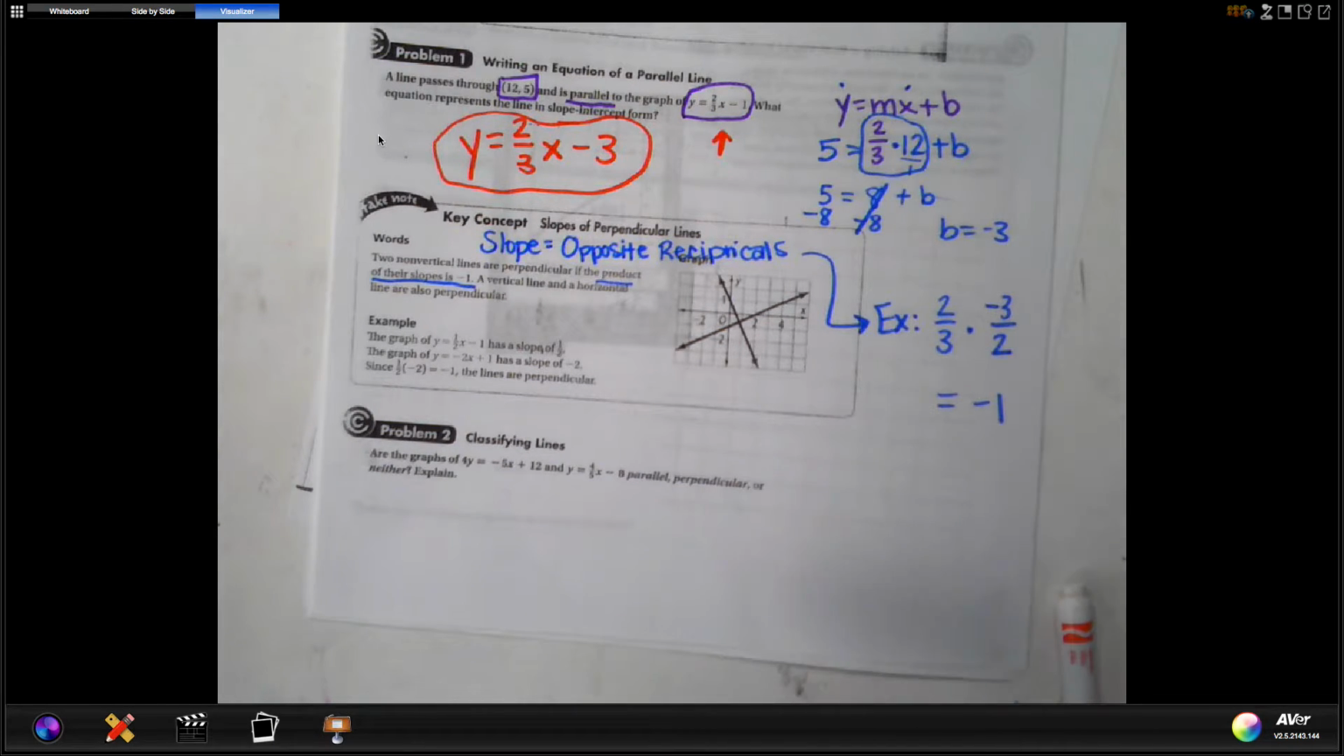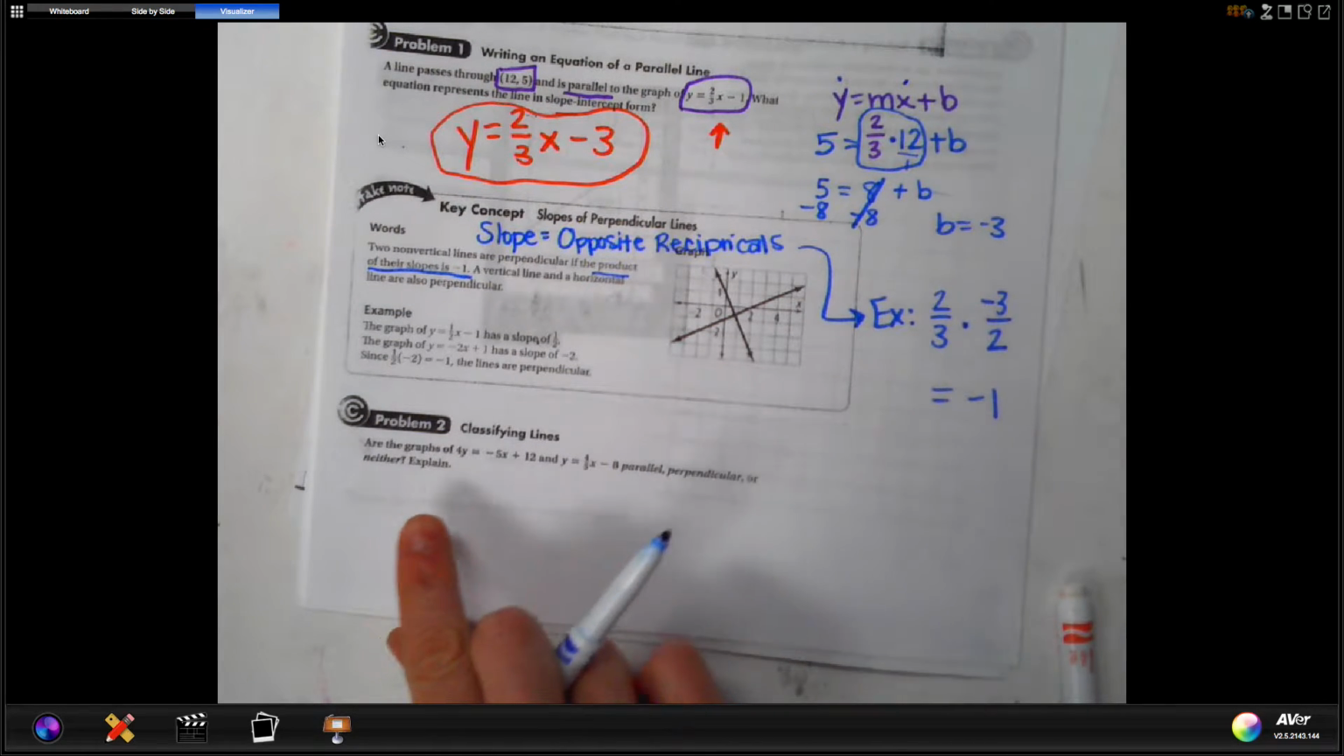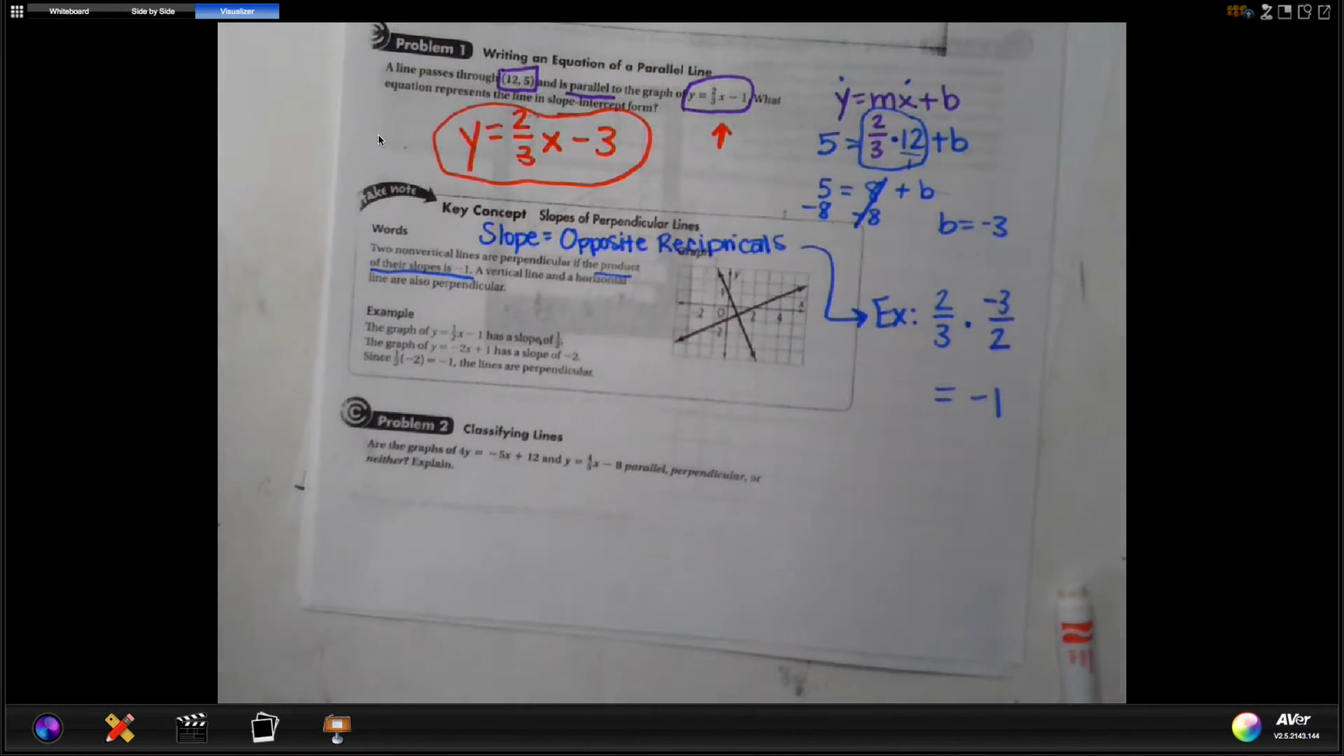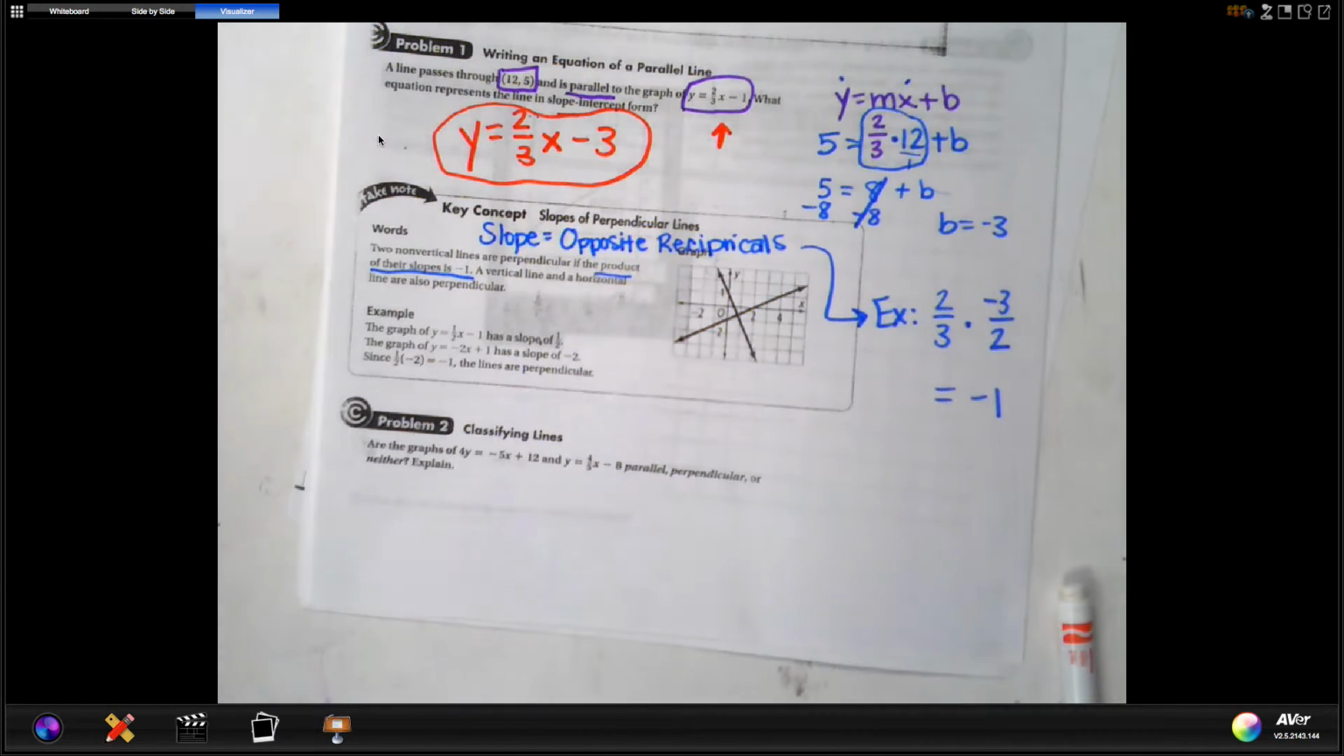Okay, let's do this then. So here's an example of a question that you would see. So it says, are the graphs of 4y equal -5x plus 12 and y equal 4/5 x minus 8 parallel, perpendicular, or neither? Okay? And so we check that.